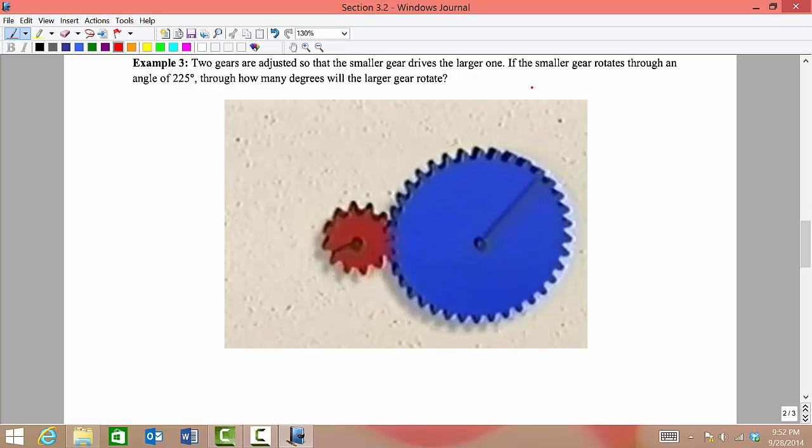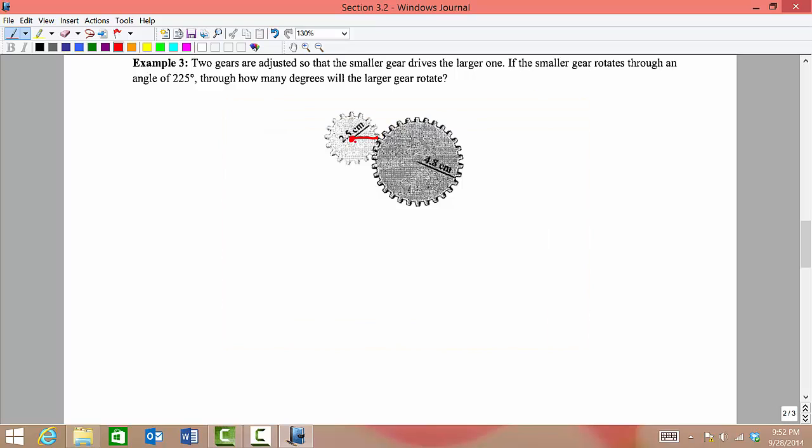If the smaller gear rotates through an angle of 225 degrees, let's go ahead and mark off what 225 degrees would look like. So it turns through a central angle of 225, and as it goes through that angle, there's an arc length that we can measure for that angle as well on the gear. So a point on the gear would move from here, let's say, all the way to here as we rotate through 225 degrees. We're going to call this arc length S.